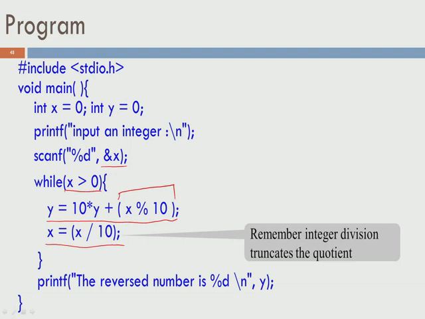So, x keeps diminishing by a factor of 10 every time, at the end of it you have x equals 0. At that point this while condition is not true anymore. When it becomes false, you come to the end of the loop and you print the reverse number. So, this is a full program segment. If you type it in your editor and compile it, it should work.